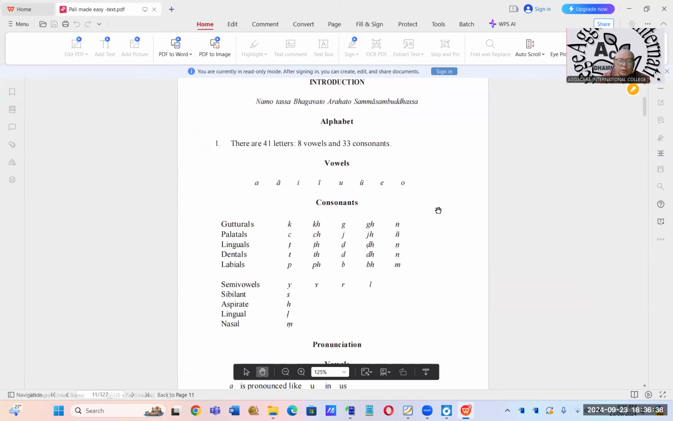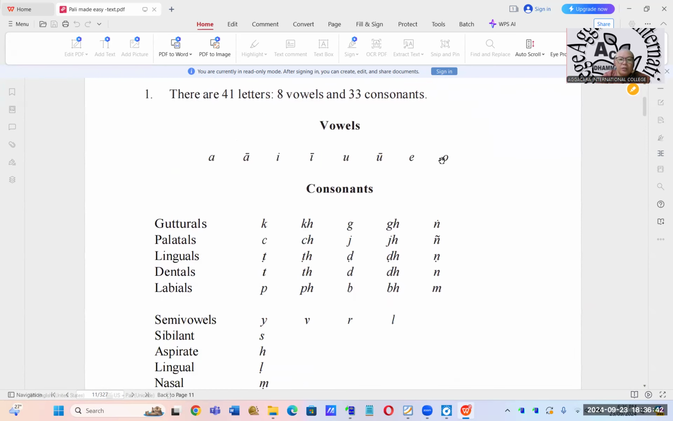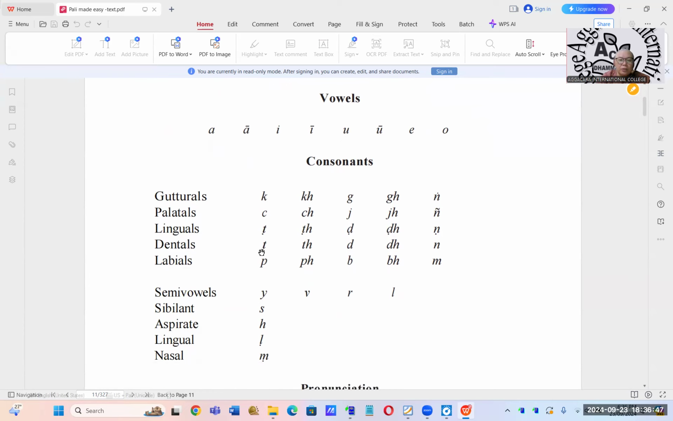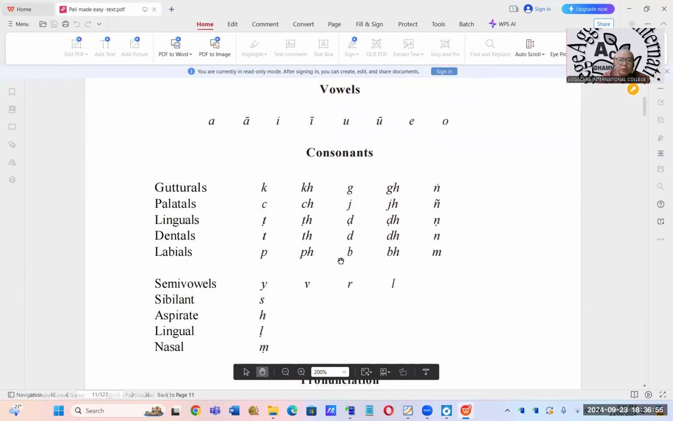Okay, so Pali is actually much more simple. You have vowels, and you have 33 consonants. So 25 are considered as Vaga, in a group, 5 groups. And 8 of them, this 1, 2, 3, 4, are outside the group. So this is according to Pali.